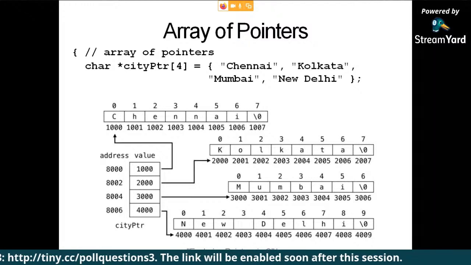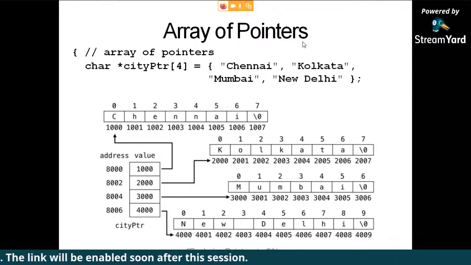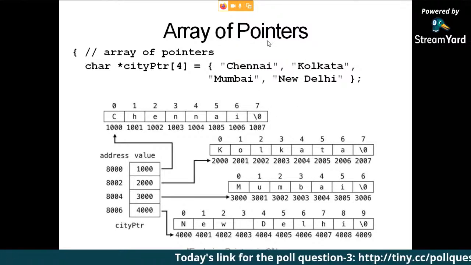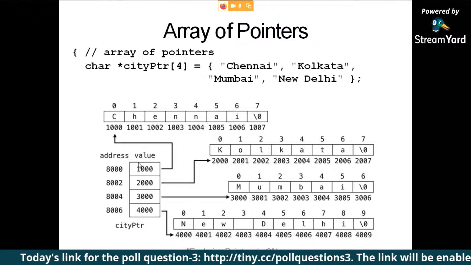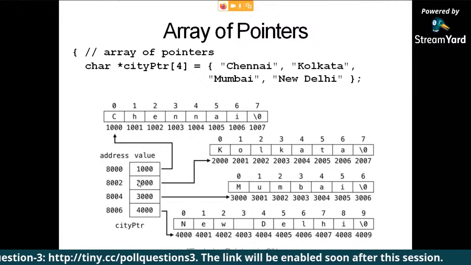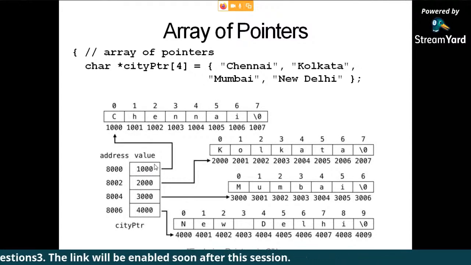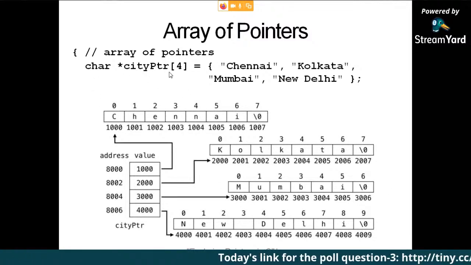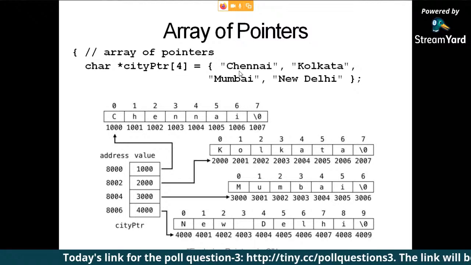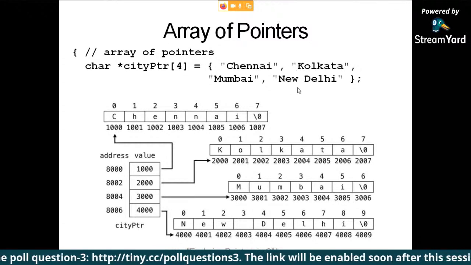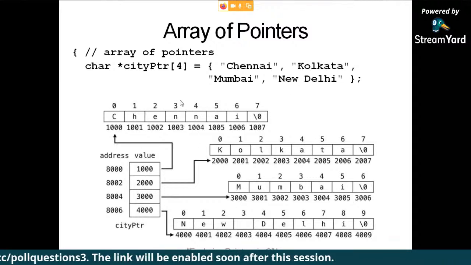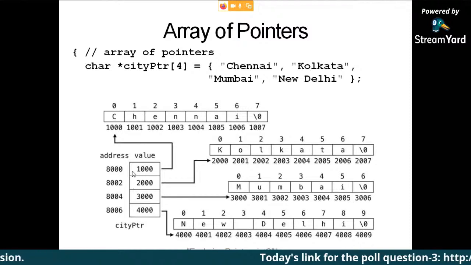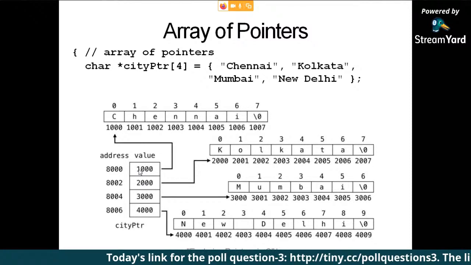The last part of arrays and pointers: it's quite possible for us to have an array of pointers. I repeat, an array of pointers implies an array as shown here, which stores different addresses. It doesn't store data, but it stores addresses. Now let me look at an example: char *cityptr[4]. In this case, I'm trying to store the names of different cities like Chennai, Kolkata, and so forth. So cityptr is an array which consists of the starting addresses of different arrays themselves.